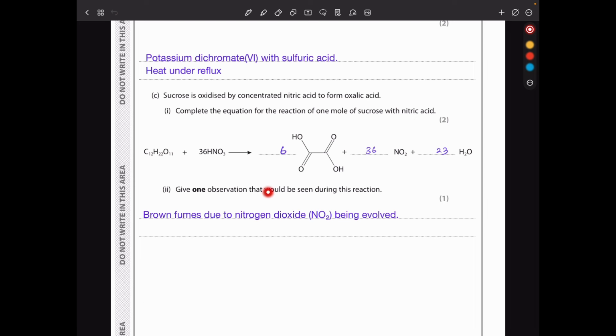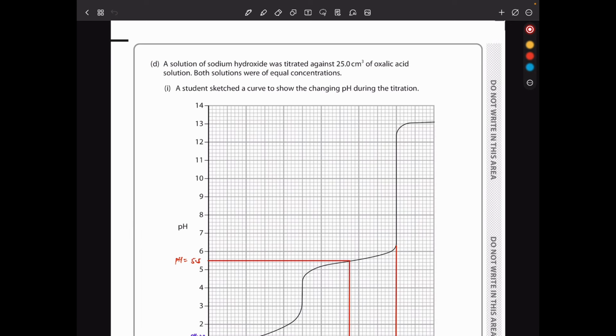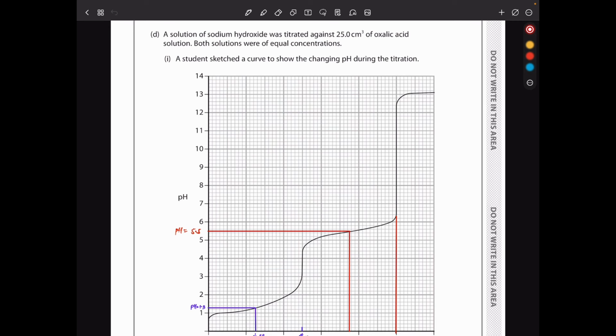Then give one observation that will be seen during this reaction. Because nitrogen dioxide is formed, of course we're going to see some brown fumes. In part D, a solution of sodium hydroxide was titrated against 25 centimeters cubed of oxalic acid solution. Both solutions were of equal concentrations. A student sketched a curve to show the changing pH during the titration.